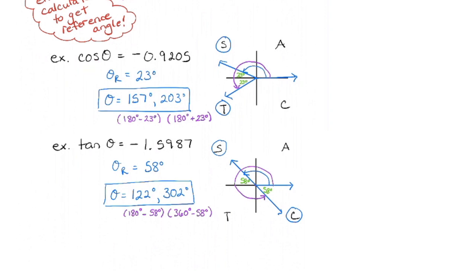We know cosine is negative in these two quadrants. Then sketch your terminal arm. Use your calculator to get that angle of reference. Put that on here, and then it's a lot easier to see: are we adding or subtracting that value to either 180 or 360 to get those angles in standard position? And then from there, you know what you're doing.